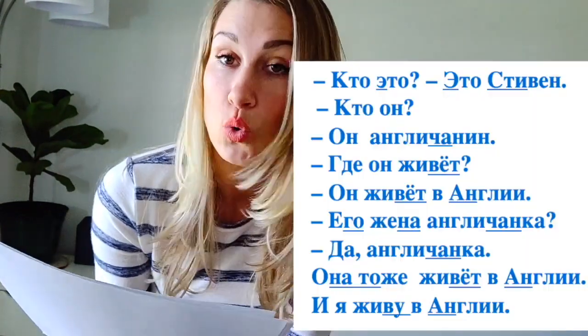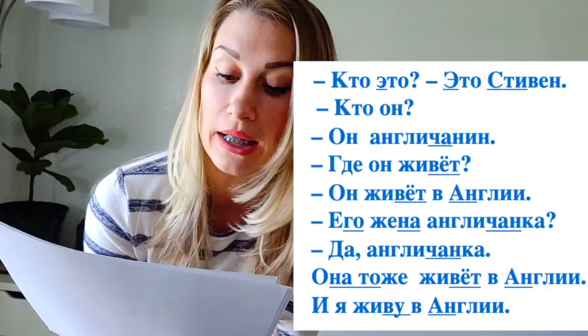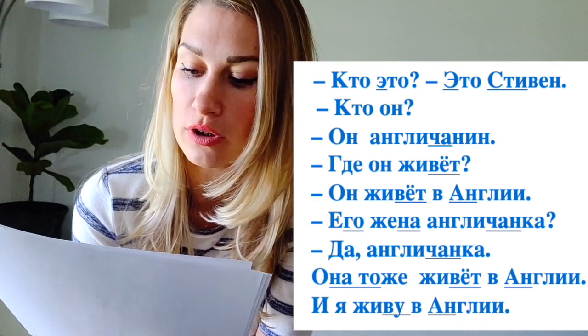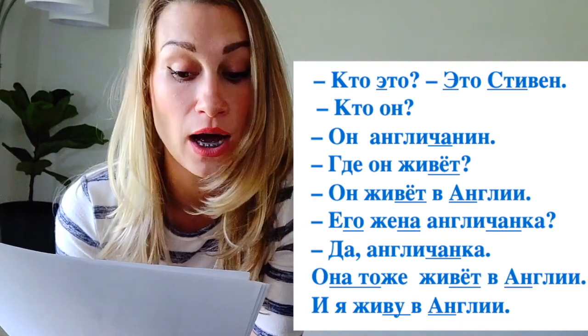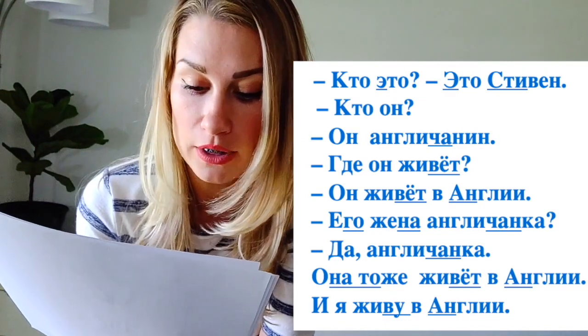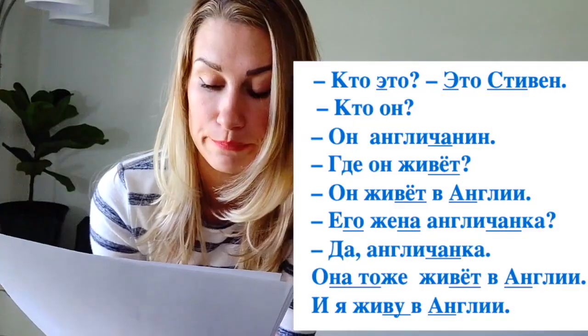And now I'm going to read some examples, and please practice reading these examples with me. Кто это? Это Стивен. Кто он? Он англичанин. Где он живет? Он живет в Англии. Его жена англичанка? Да, англичанка. Она тоже живет в Англии. И я живу в Англии.